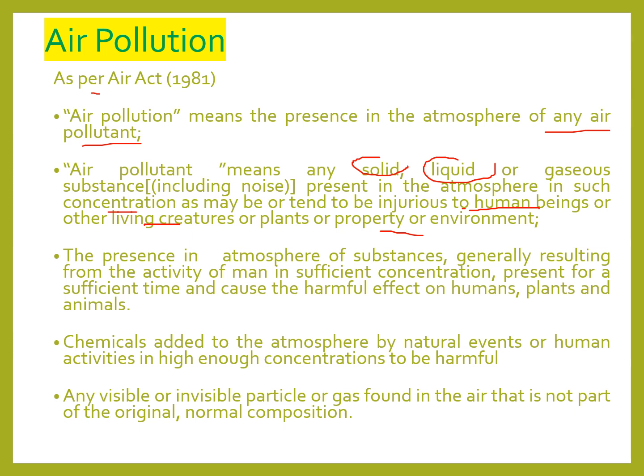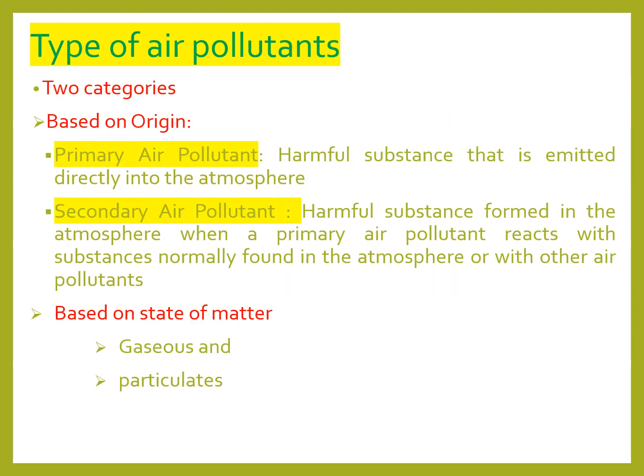So these are the chemicals that are generally added to the atmosphere by natural events or human activities in high enough concentration, which are very harmful to human beings as well as to other biotic and abiotic parts of the environment. So generally any visible or invisible particles or gas found in the air that is not a part of our original or normal composition. So when the normal composition is getting disturbed due to the addition of certain particles or gases, that will result in air pollution.